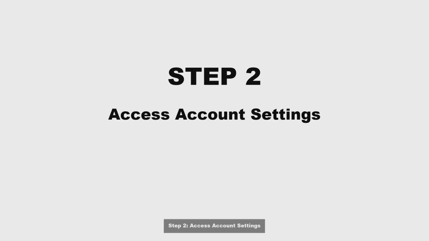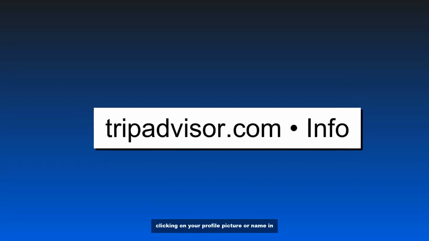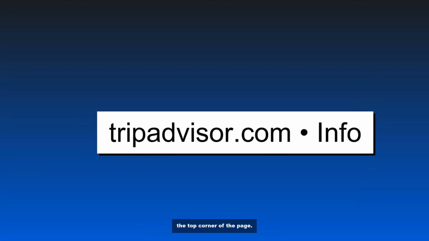Step 2. Access account settings. Once logged in, navigate to your profile or account settings. This is usually found by clicking on your profile picture or name in the top corner of the page.